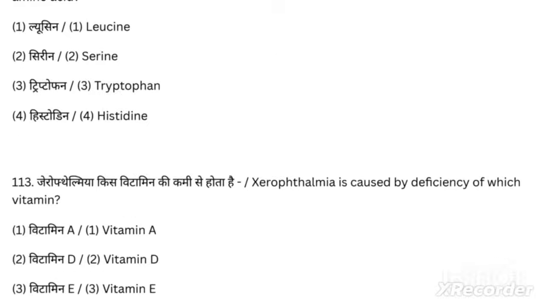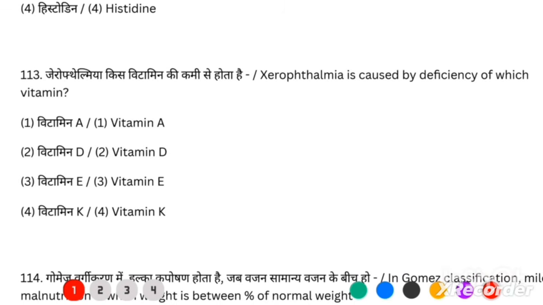Next question is, xerophthalmia is caused by the deficiency of which vitamin? So, the correct answer is vitamin A. Xerophthalmia, also known as dry eye, is caused by deficiency of vitamin A.